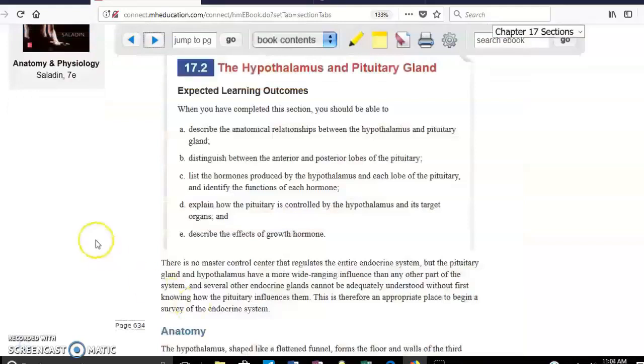So the next topic is the hypothalamus and the pituitary gland. The pituitary gland receives the information from the hypothalamus, and the pituitary gland is going to disperse this information to the other glands. So how does that happen? The hypothalamus is going to release hormones to tell the pituitary gland what to do. The pituitary gland tells all the other glands what to do with hormones as well.